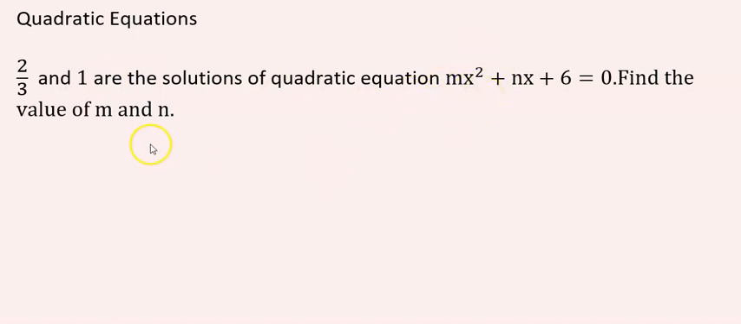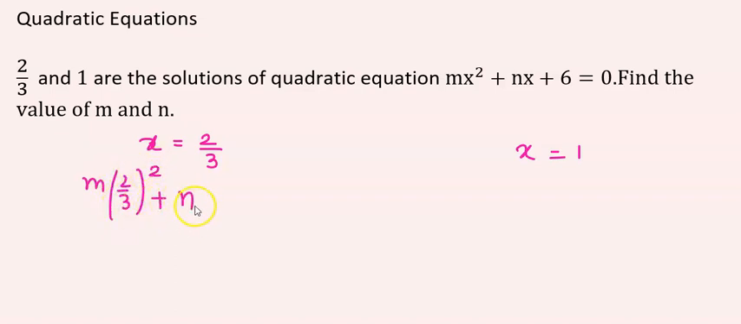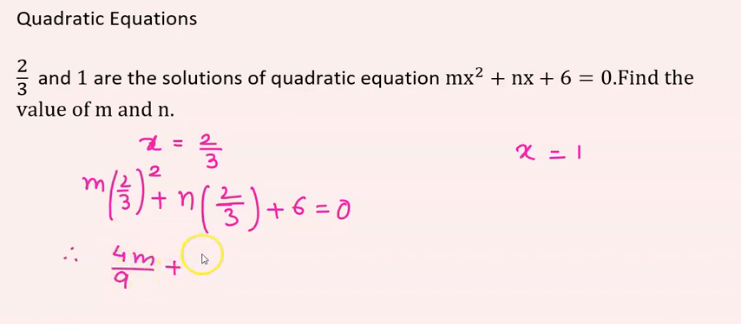So let's substitute x = 2/3 and x = 1. When we substitute x = 2/3 in the equation, it will be m(2/3)² + n(2/3) + 6 = 0. Therefore m times, 2 squared is 4 and 3 squared is 9, so 4m/9 + 2n/3 + 6 = 0.